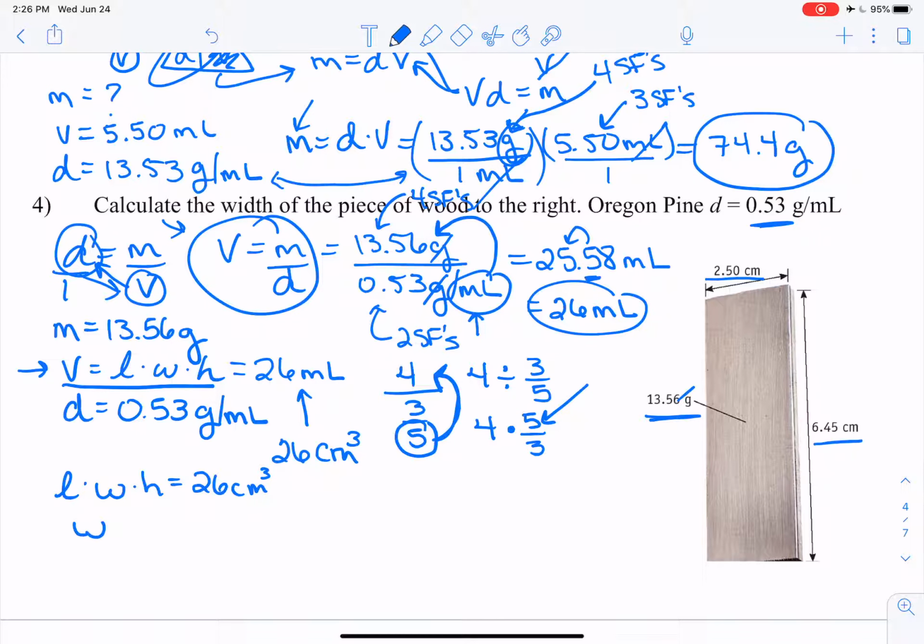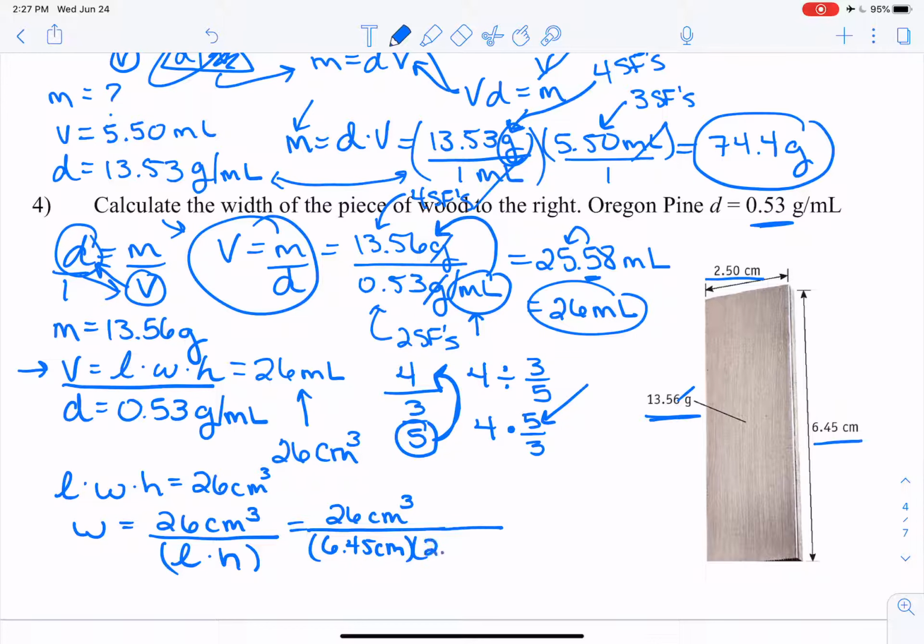That means that the width will be equal to 26 centimeters cubed divided by the length and the height, okay? So then we have 26 centimeters cubed divided by 6.45 centimeters. And on the bottom is also 2.50 centimeters. Again, it does not matter which one of those you call the length and which one of those you call the height. Either way it works, because 3 times 5 is the same as 5 times 3.